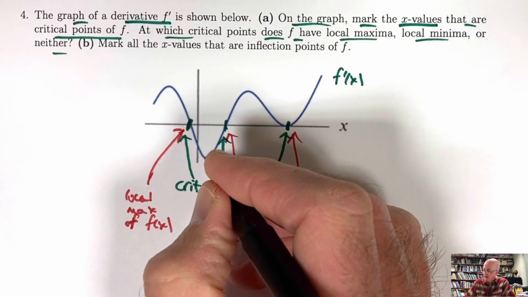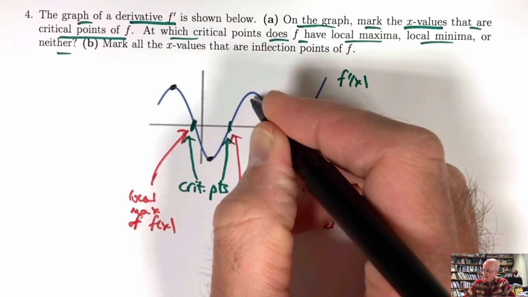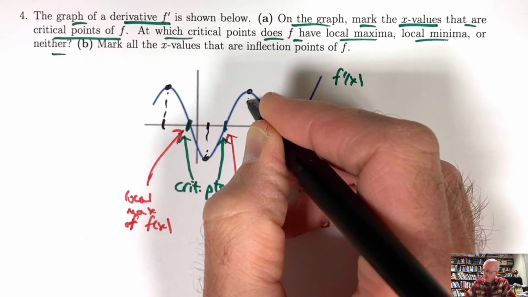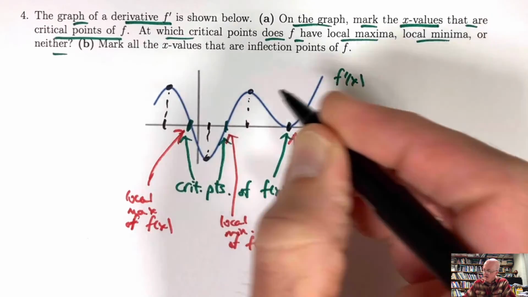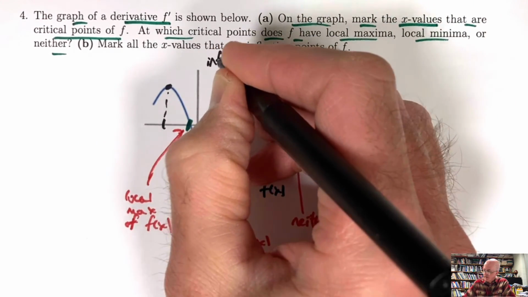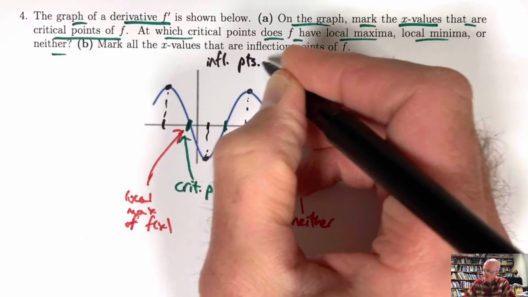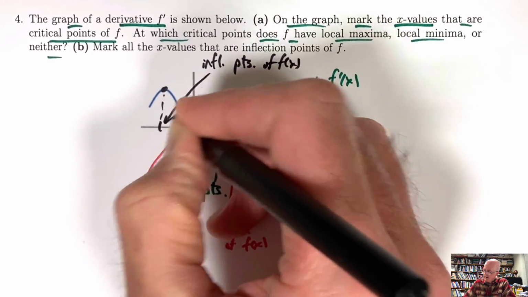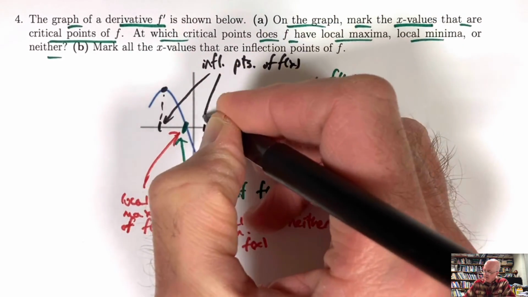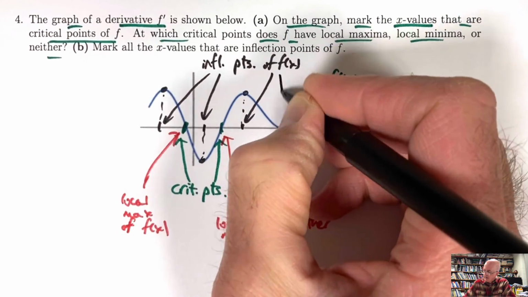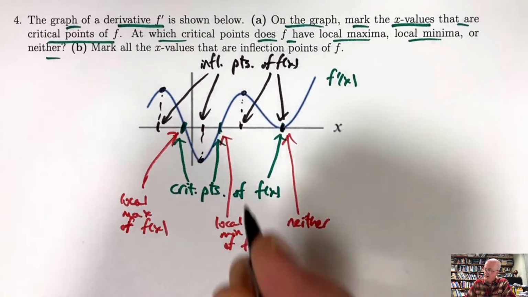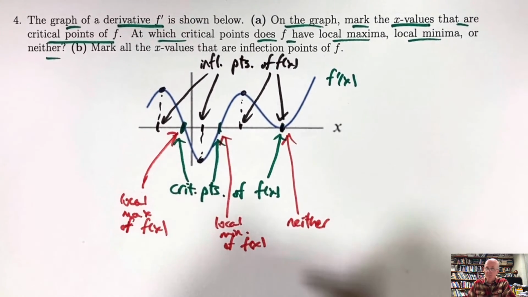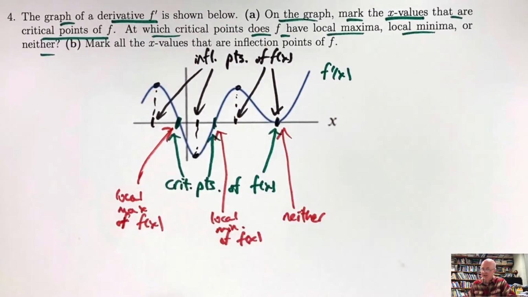The extreme points of f prime are, well, here, here, here, and here. Those values of x correspond to inflection points. These are inflection points, x coordinates of f. Right there, right there, right here, and right here. The x coordinates of inflection points of f are at those x values where f prime has a local maximum or local minimum. Doesn't mean those points are on the graph of f, okay?